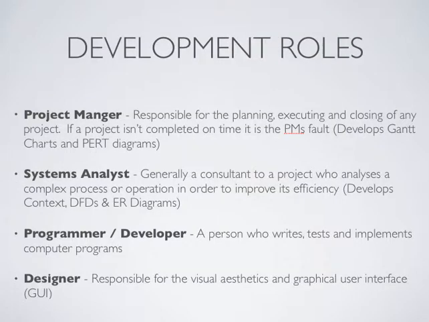So there's different roles within the development process. We've got the project manager, as I mentioned before, who's responsible for the planning and executing and closing of the projects. They also make Gantt charts and PERT charts, which analyse the production time and how long each task will take. With the systems analyst, who is generally a consultant who works externally, and they look at the actual system and the operations. They collect all the data about the existing systems, whether it's physical or logical, and then develop context diagrams, DFDs and ERD diagrams so that the developers can then take over and test and write and create these programs based on these specifications.